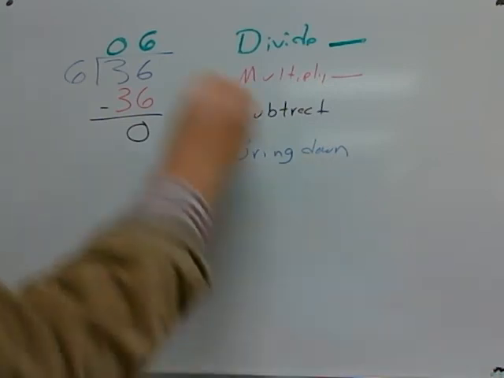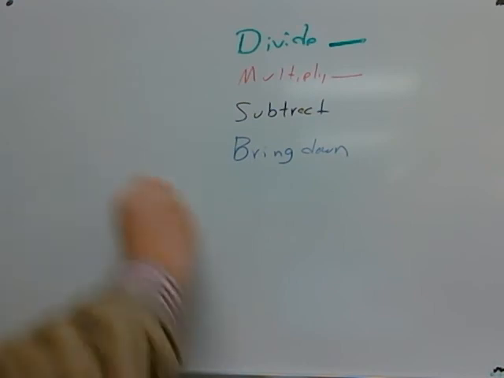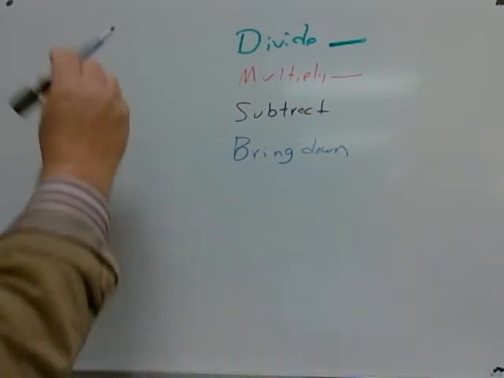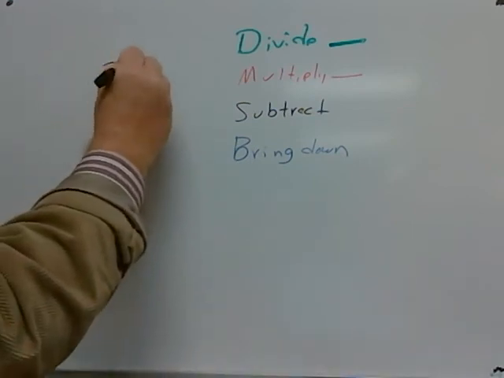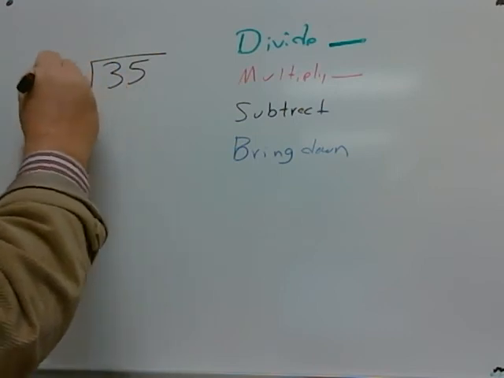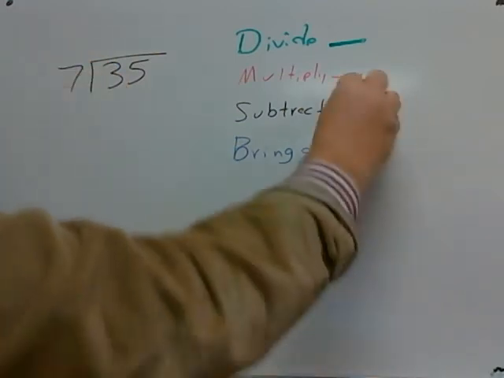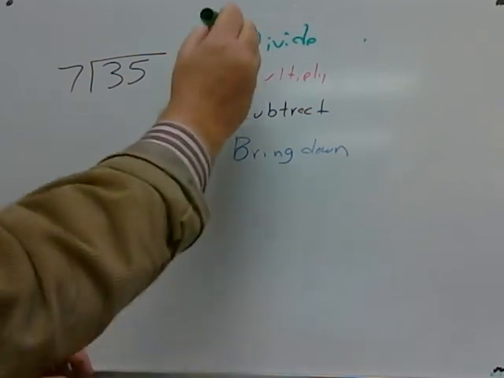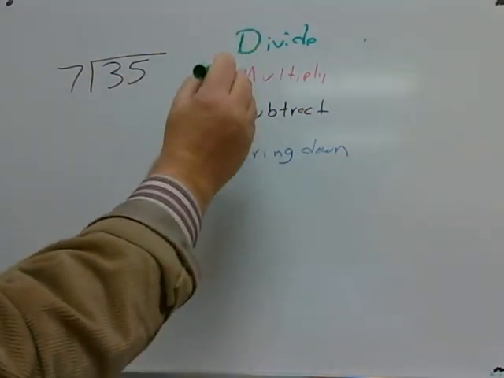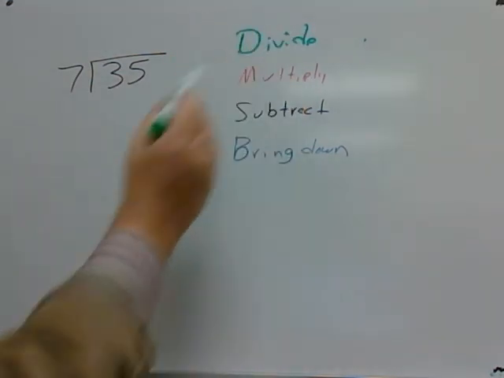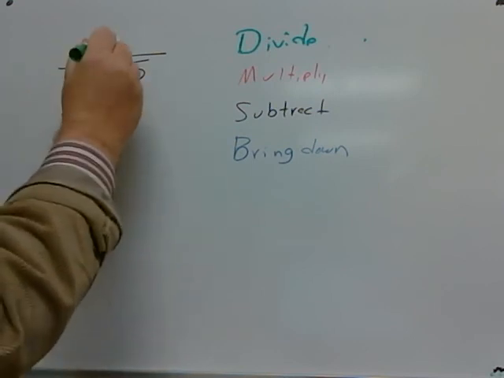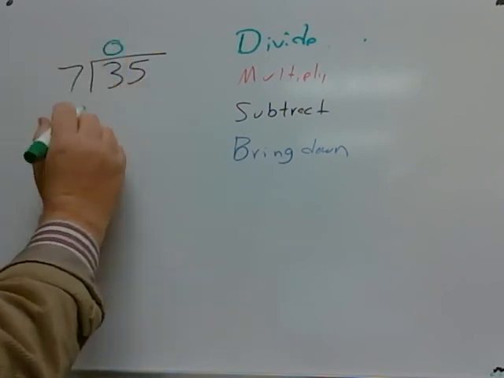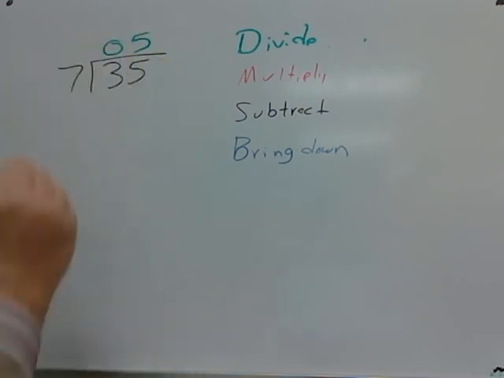Right? I'm going to look at one more simple problem from this video. Let's try 35 divided by 7. Our first step, dead mice smell bad. Divide, multiply, subtract, bring down. We're going to divide. 7 will not go into 3, but 7 goes into 35 5 times.